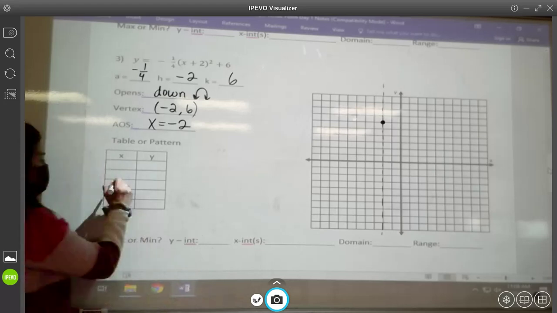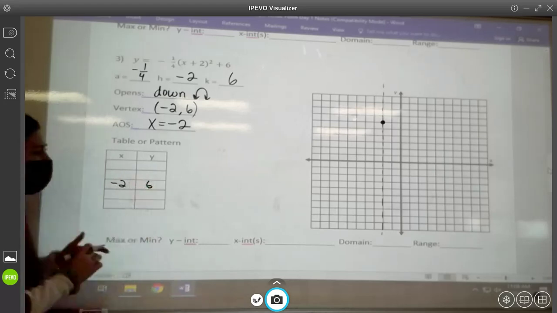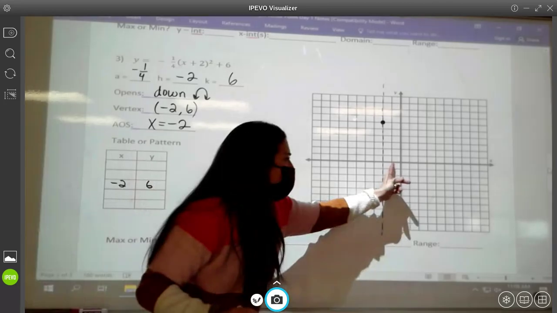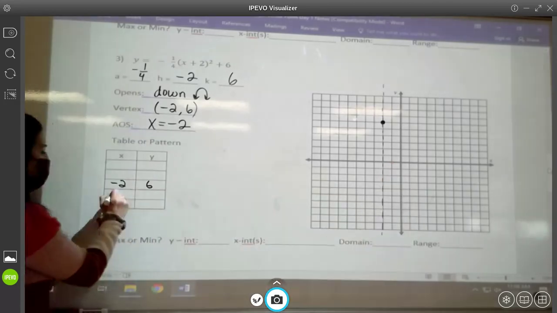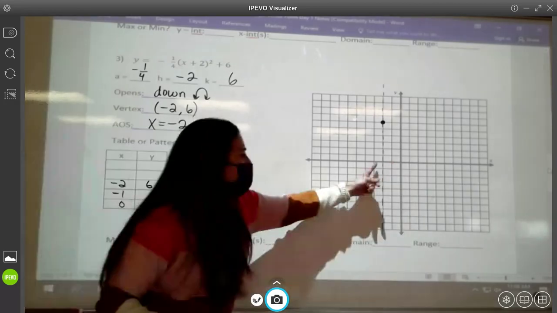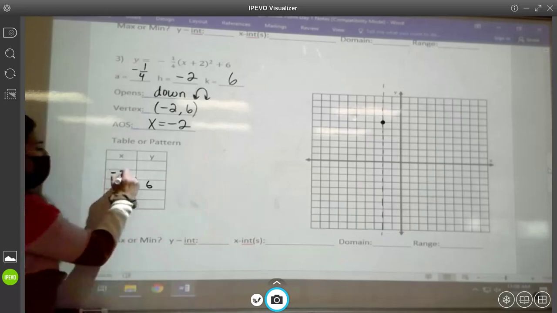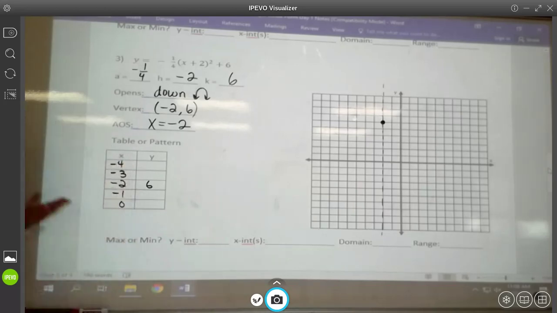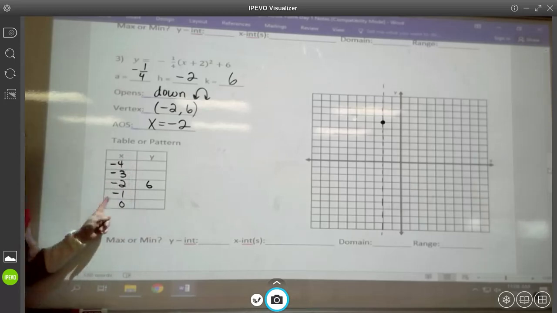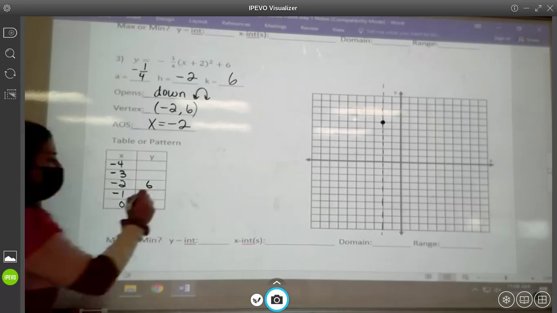All right, so let's put our vertex in the middle. -2, 6. Let's pick x's 2 to the right, so -1 and 0. And let's pick 2 to the left, so -3 and -4. And then you pick, who do you want to plug in? I'm going with -1 and 0, and then I'll match it to the other side. So I like to plug the one right next to my vertex in first, -1. So guys, this is what I'm going to do.